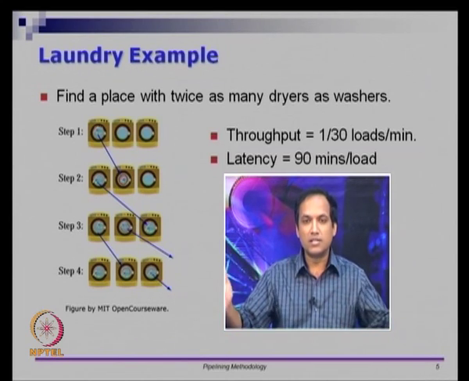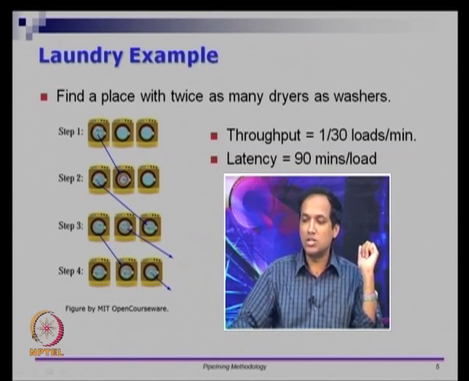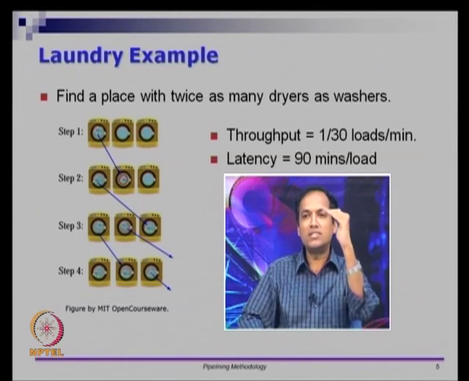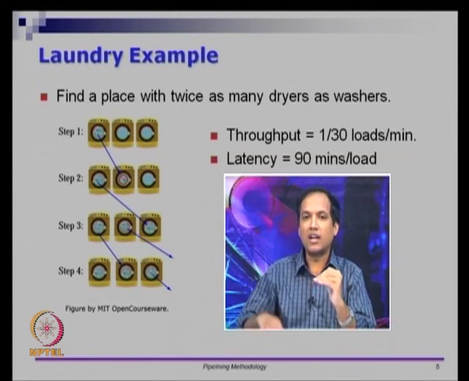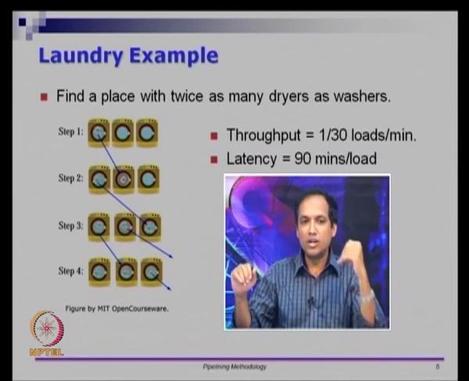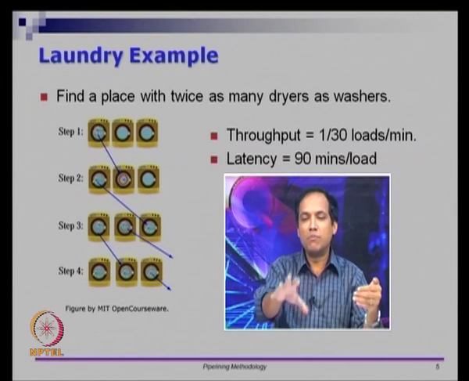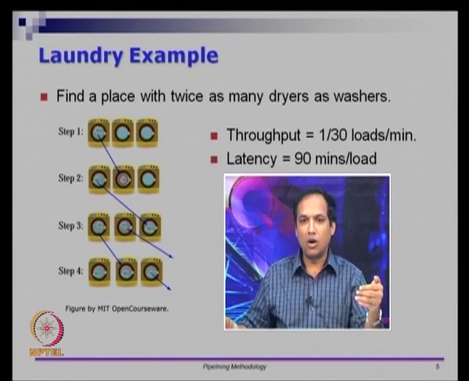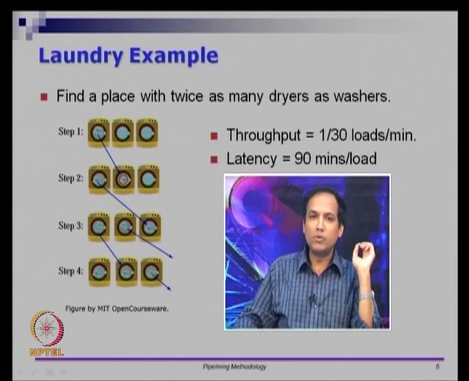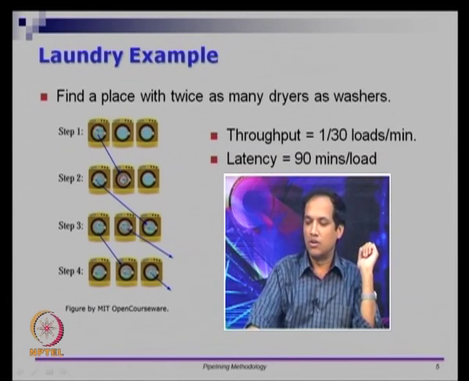So, let us see this bunch of things that is there in every 30 time units once you hit steady state. Every 30 time units there will be one set of clothes that will get washed, one set of clothes that get dried, and another one may still be in the process. So, I will be able to put one new set of dirty clothes in, I will be able to take one set of dried clothes out, and because of that I can transfer the one set of wet clothes to the dryer. So, the throughput is 1 by 30 loads per minute and the latency is 90 minutes per load.